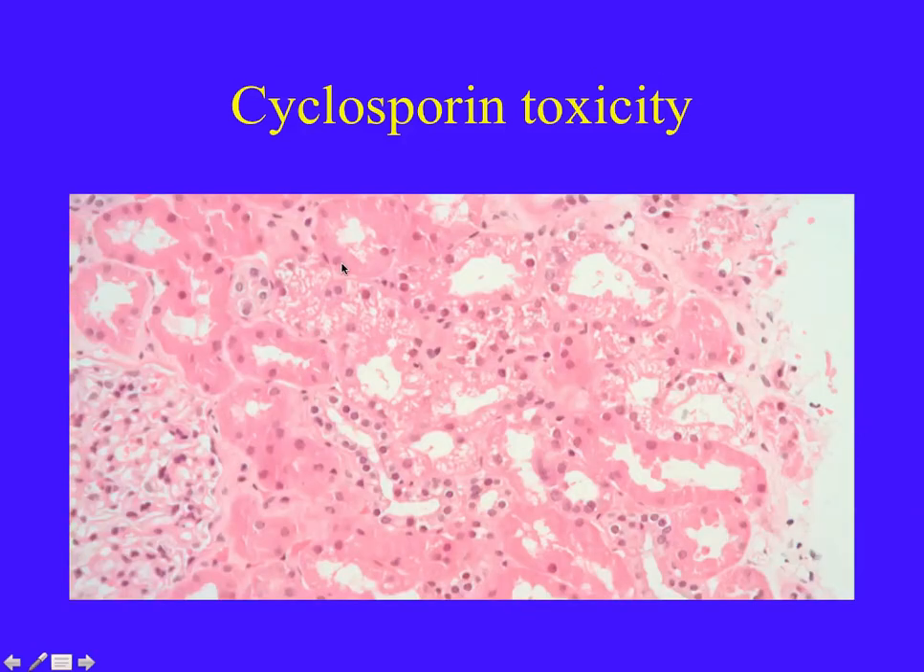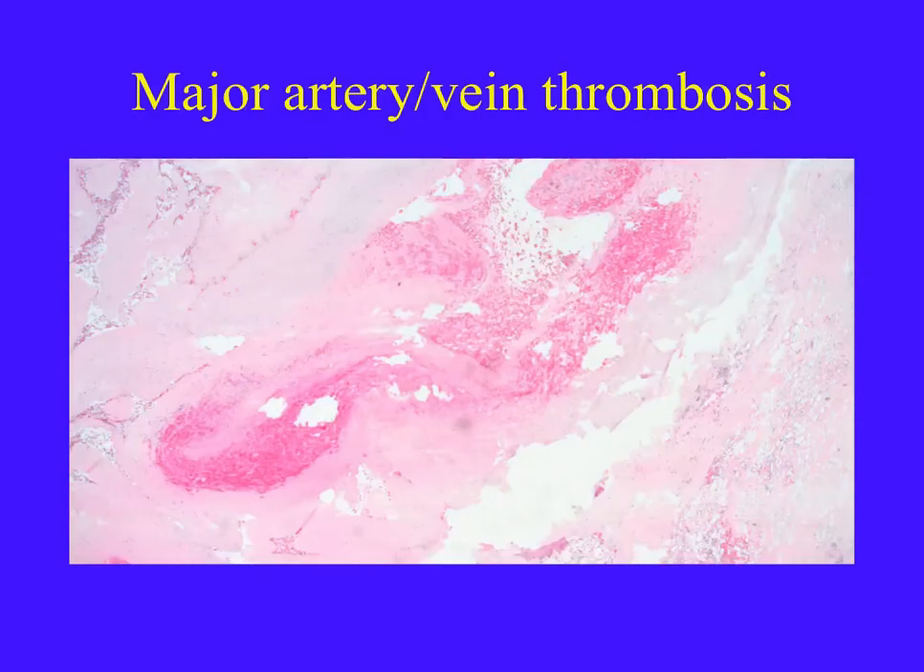Similar appearances here from a case with cyclosporin toxicity, clear views of the cytoplasmic tubular epithelium. Infarction is another cause of acute graft dysfunction and may be due to thrombosis in a large artery or vein. In this picture here, you can see the thickened and tortuous wall of this artery, whereas its lumen is nearly occluded by a well-formed thrombus.